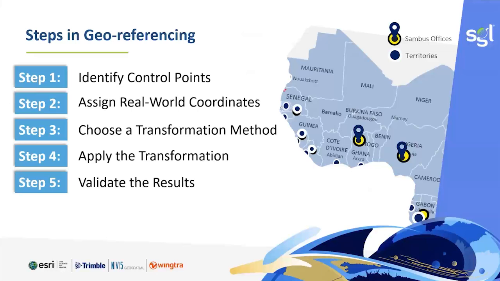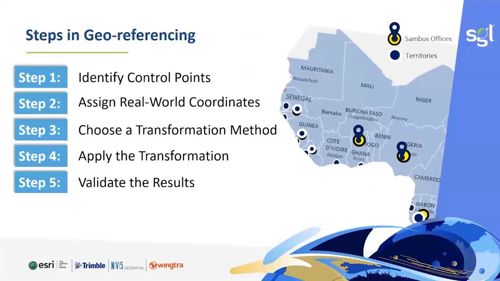So for identifying control points, it's just selecting the points on the map or image that correspond to your known geographic locations. Then for assigning real-world coordinates, it's based on the known, either geographic or projected, coordinates for each control point.